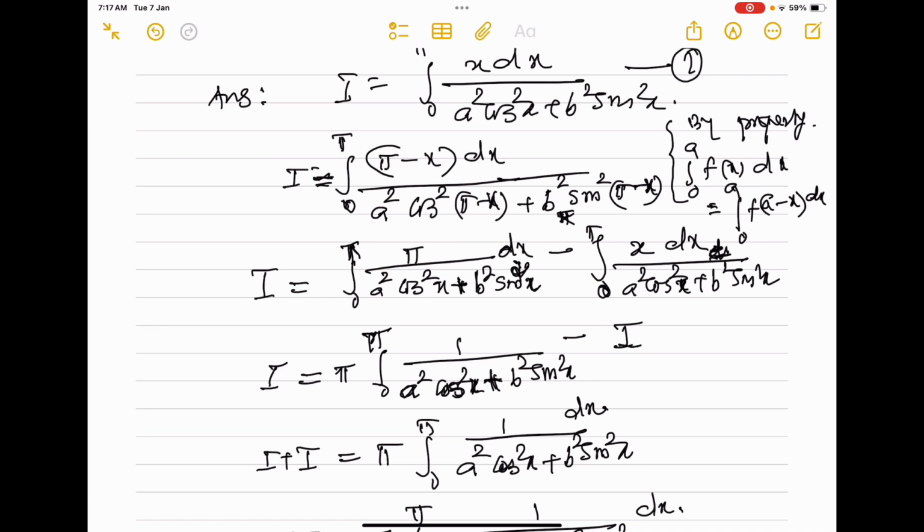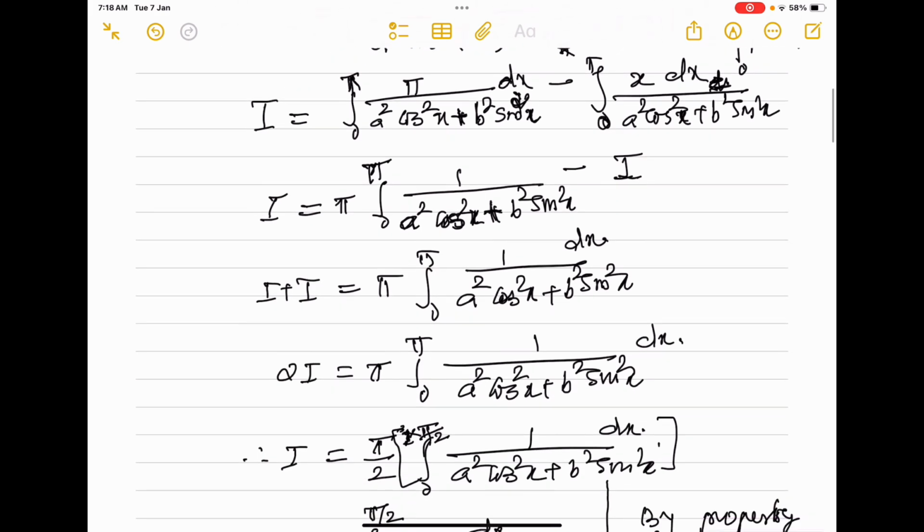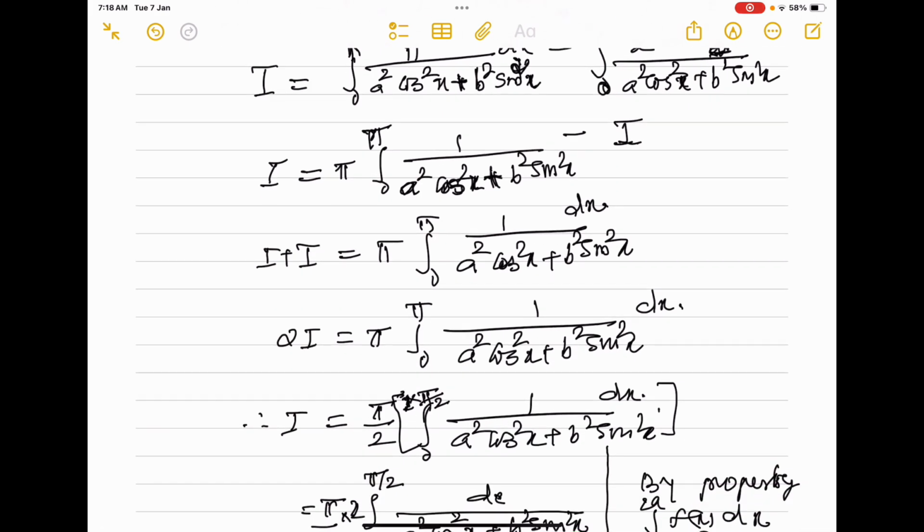Here on the right side, the second term is I. What is the question? We take it as I. So here also we write I. That is, I equal to pi into integral 0 to pi 1 by a square cos square x plus b square sin square x, minus I. Then we transpose this minus I to the left. Then we get I plus I equal to pi into integral 0 to pi 1 by a square cos square x plus b square sin square x. That is, 2I equal to pi into integral 0 to pi 1 by a square cos square x plus b square sin square x dx.